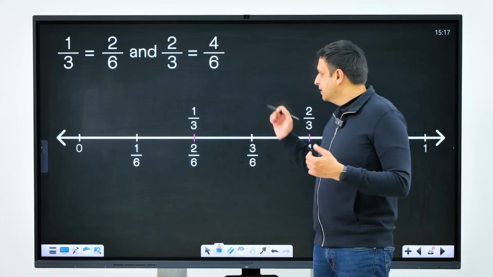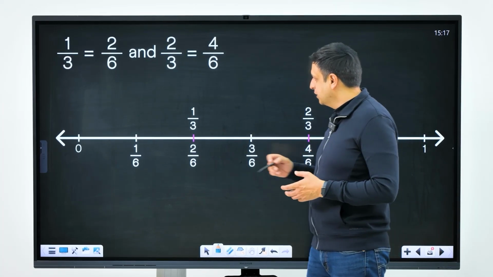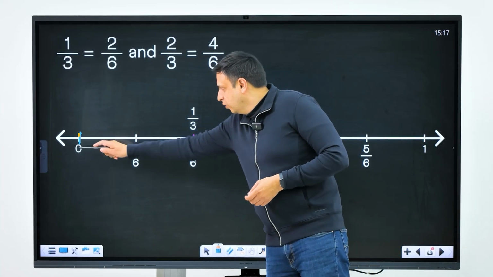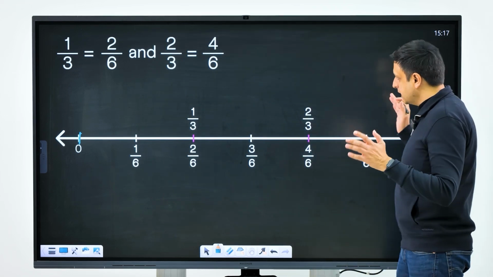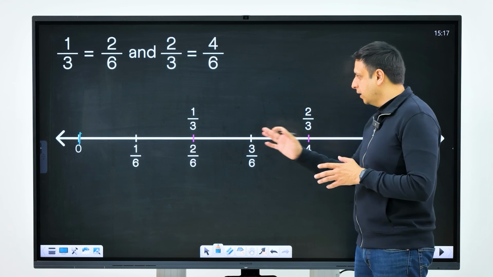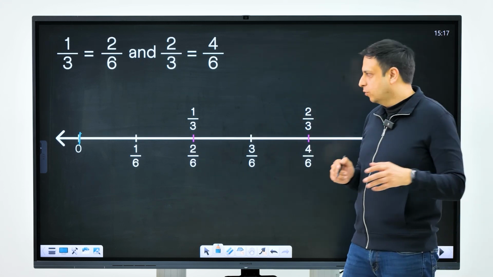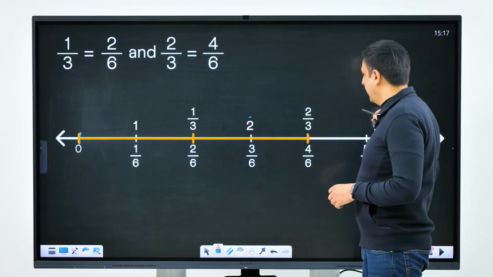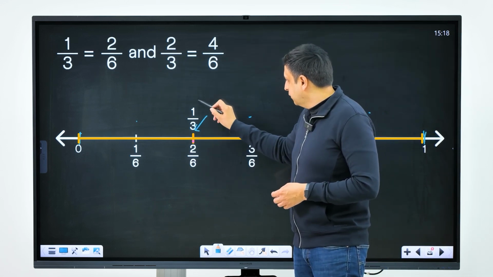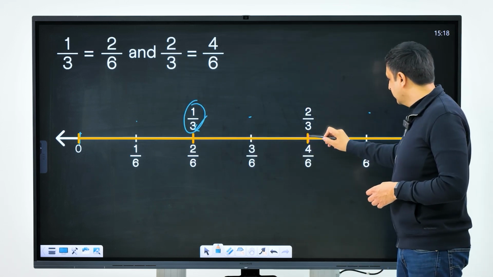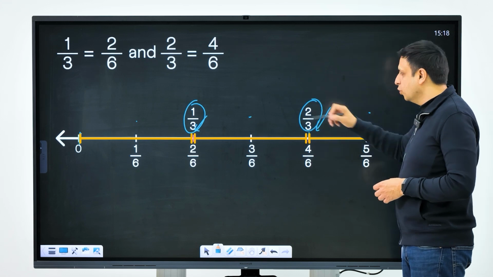Now let's look at this second example here, in which we have a number line and we have 0 over here and we have 1 over here. So what we'll do first is think about dividing this unit interval from 0 to 1 into three equal parts, 1, 2 and 3. If we do that, then this point here represents the fraction 1 over 3 and this point here represents the fraction 2 over 3.